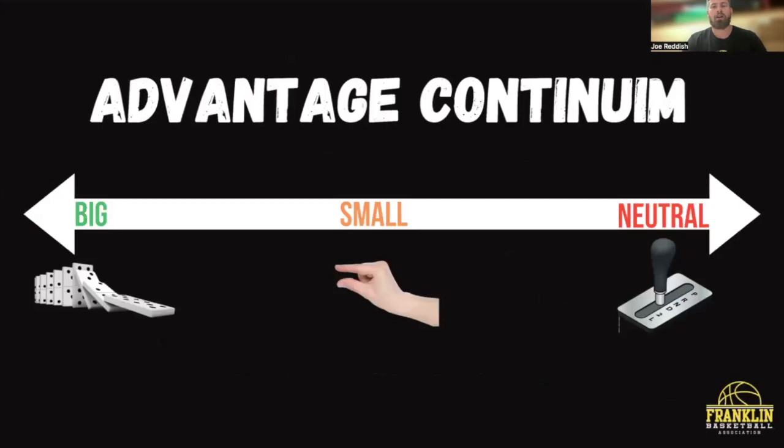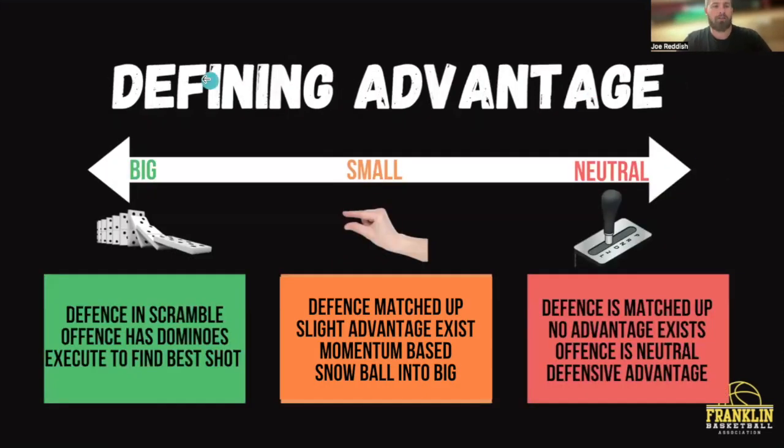Now, advantage is described from big to neutral, and there's a continuum here. Obviously, you see big advantage, small advantage, and neutral. What we're going to do now is talk about defining advantage. Defining advantage is a big piece of the puzzle.